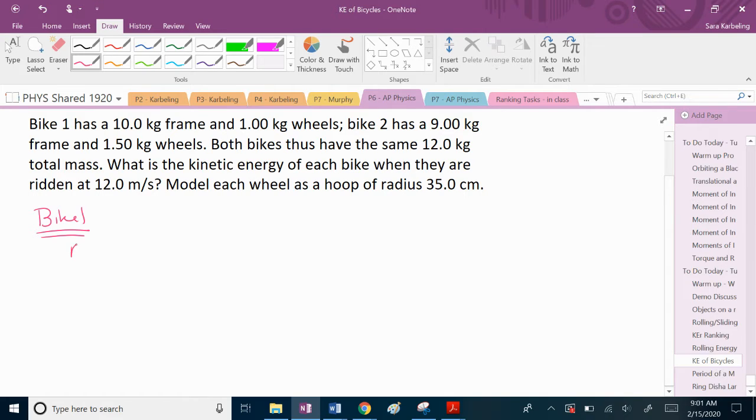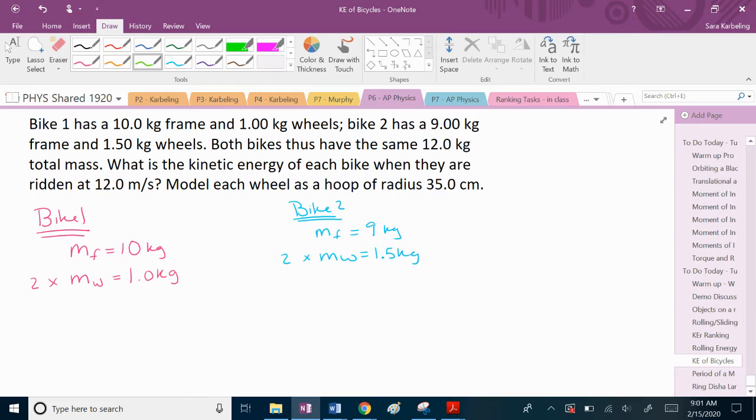has a frame mass of 10 kilograms, and the mass of the wheel is 1 kilogram each. So that's a total of 2, but we'll just remember that there are 2 of them. And bike 2, the mass of the frame is 9 kilograms, and the mass of the wheels is 1.5 kilograms each. Again, we remind ourselves that there are 2. In either case, we just need to figure out how to calculate the total kinetic energy.